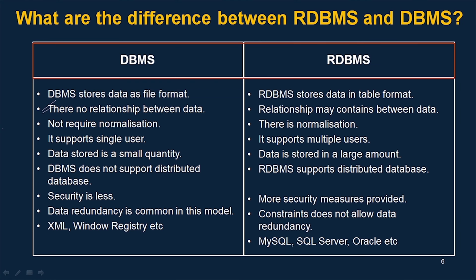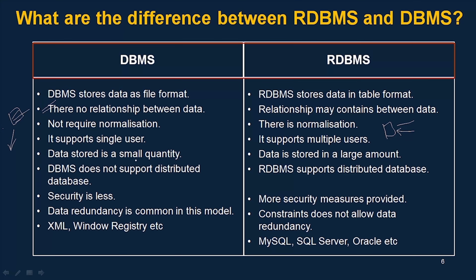Next point: normalization is not required in DBMS. In RDBMS, there is normalization. Normalization we will discuss in a future session. DBMS supports a single user, whereas RDBMS supports multiple users. That means when we keep the data in file format, only one user can access the data at a time. But here the data are stored in a central system, so multiple users can access the data at the same time.